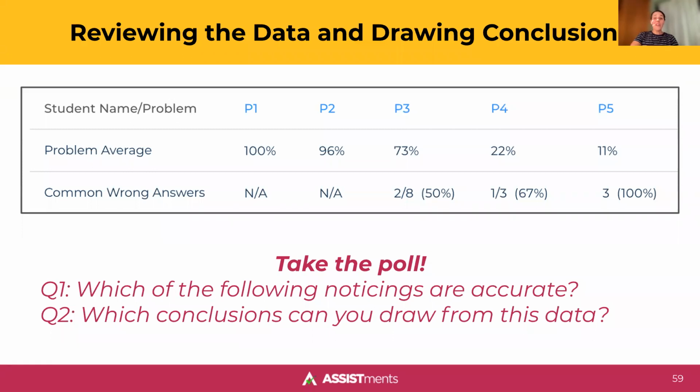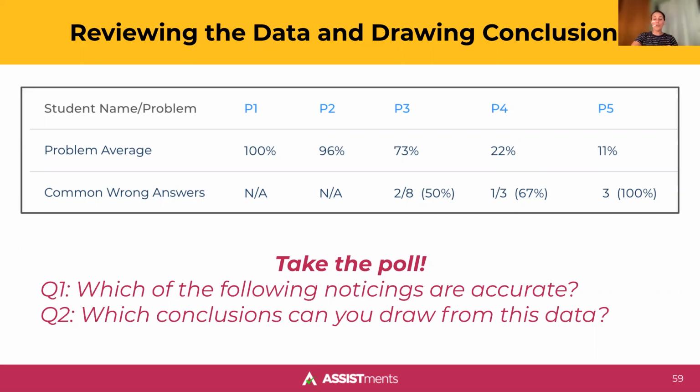So what we see is, for the first question, which of the following noticings are accurate? 100%. Most students scored poorly on 2 questions. That would be question 4 and question 5. Absolutely. If we were using this for our homework review, those are the questions we would need to review. And then these first 3 questions students did pretty well on. Maybe we want to address this common wrong answer. And for the second question, 100%, you guys are rock stars.